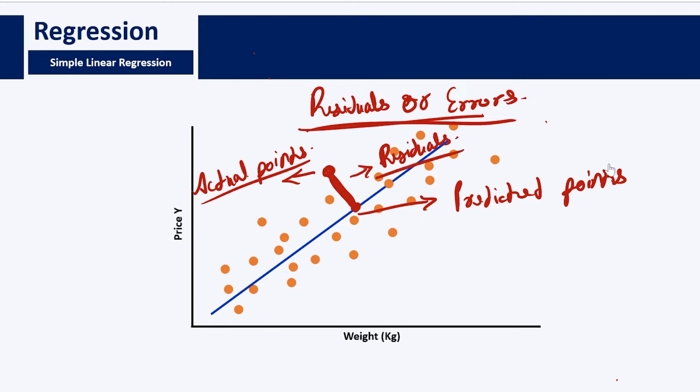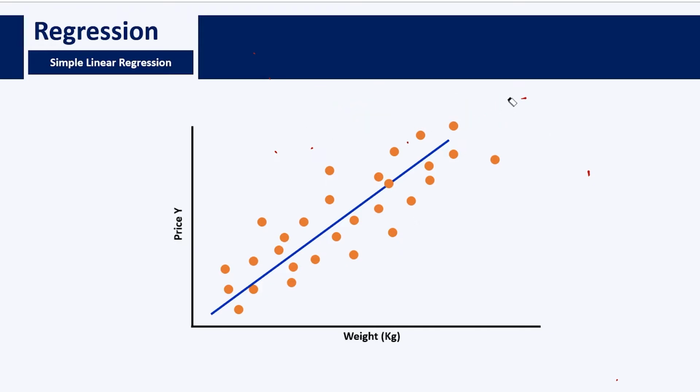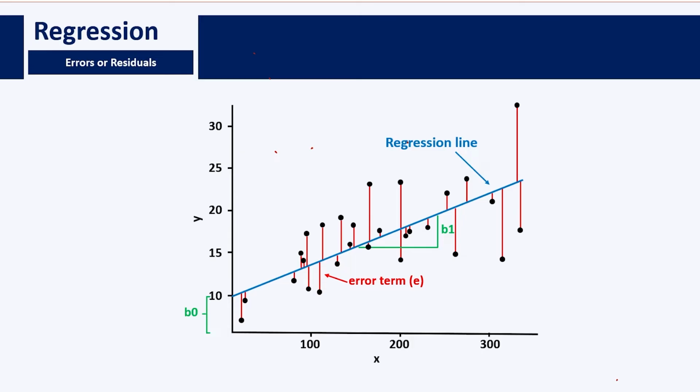So I have drawn a diagram in the next slide. Let me just go to the next slide. See, this is the diagram. Here you can see all the black points. These all are my actual points. And I am predicting this particular point here. This is my predicted point.